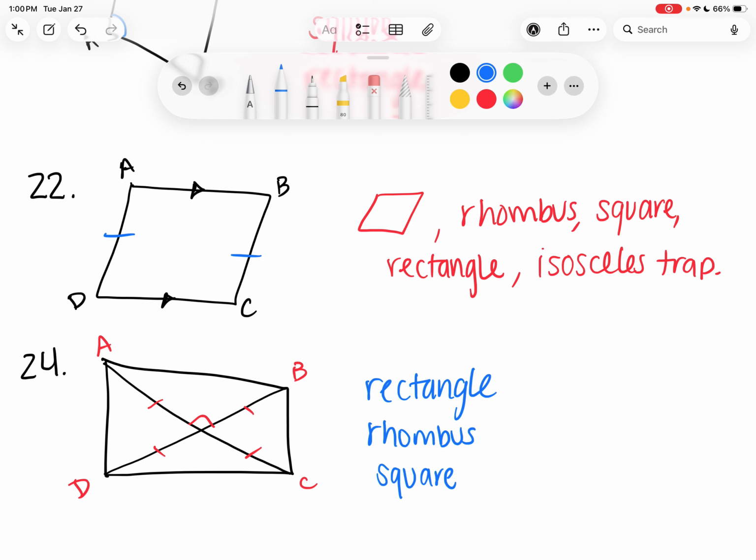I mean, other than a rectangle doesn't have to have a right angle, and a rhombus doesn't have to be congruent. But if it's going to be a square, it has to be both of those things as well. So I feel like those all need to go together. Also be a parallelogram. Well, let's look. It could be everything.